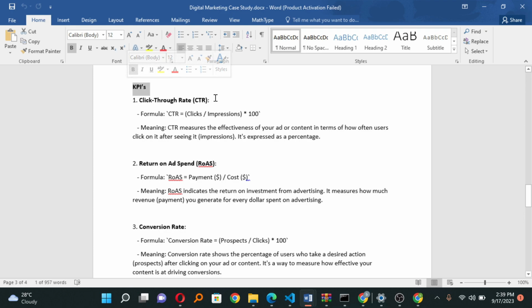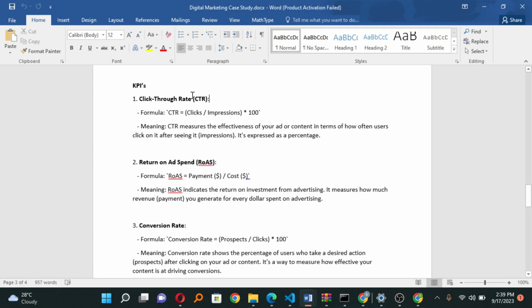So first is the click-through rate. The click-through rate formula that we will be using is click divided by impression into 100. Click-through rate, as we already know, represents the effectiveness of our ad or content in terms of how often users click on it after seeing it. So this is the click-through rate.